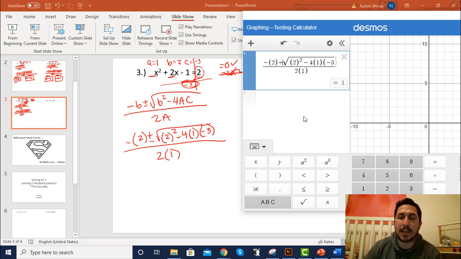When I have the plus sign, I just swap it right here, in and out, if I wanted to write down my answers. So when I have the plus sign, it gives me a 1. Then when I change it to a minus sign, it gives me a -3. So those are my answers. The answer with the plus sign is a 1.